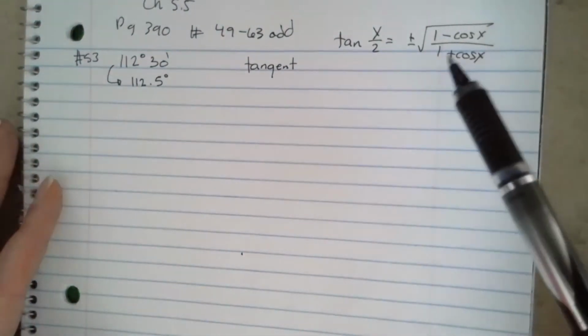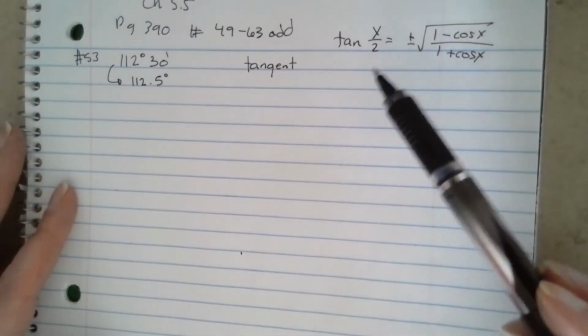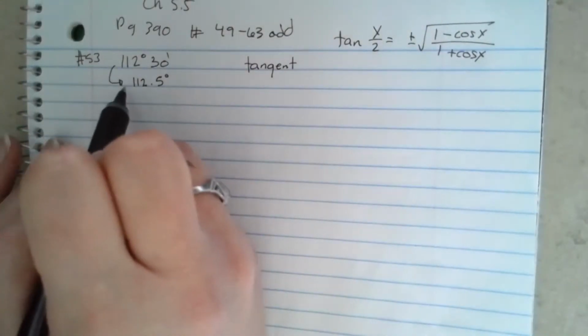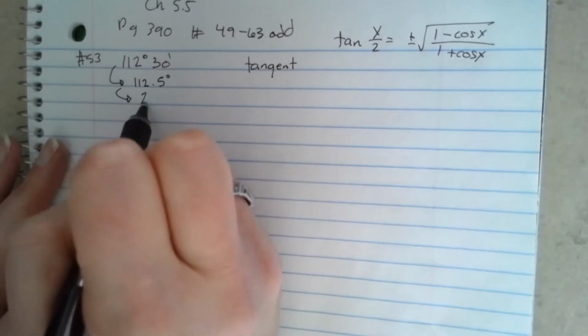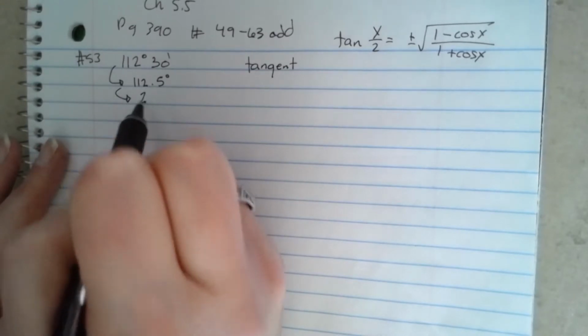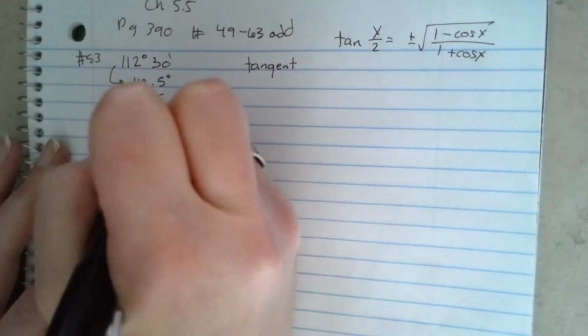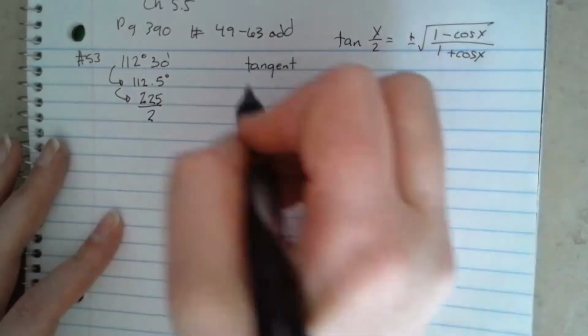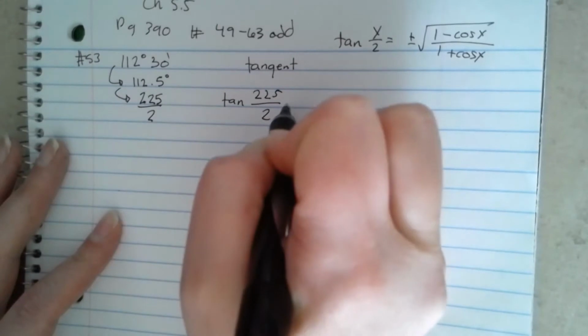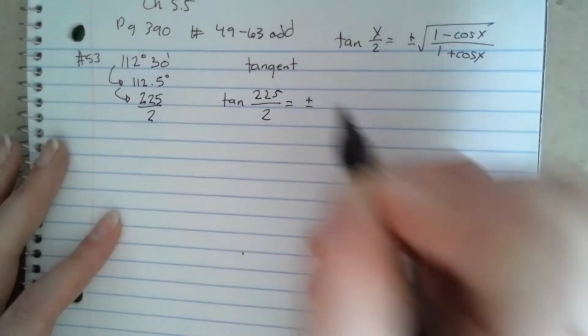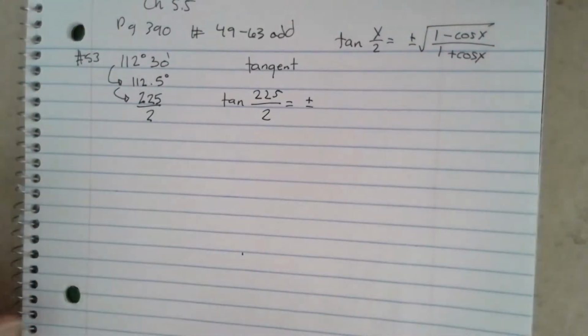Because I'm using this identity and using a half angle, I'm going to double this. If I doubled this, that would be 225. Yeah, 225 divided by 2 is the same thing. So I'm going to go tangent of 225 over 2 equals plus or minus. And I'm actually going to pause.